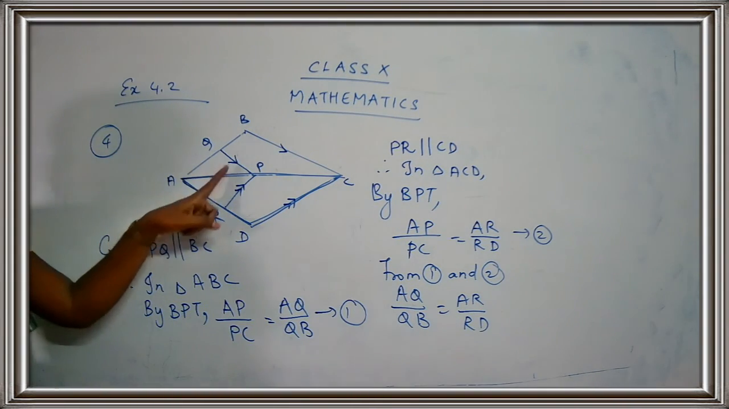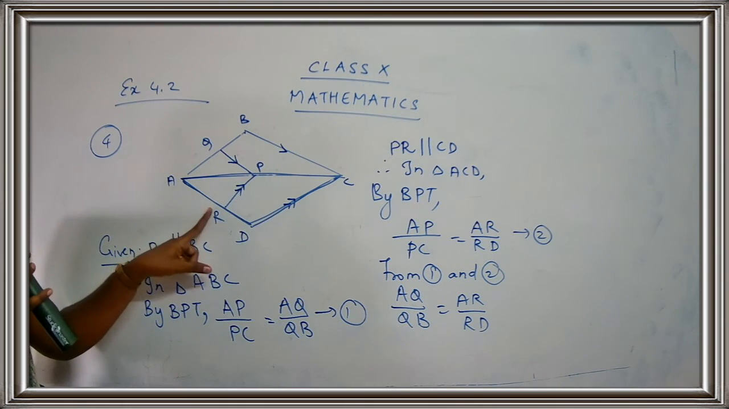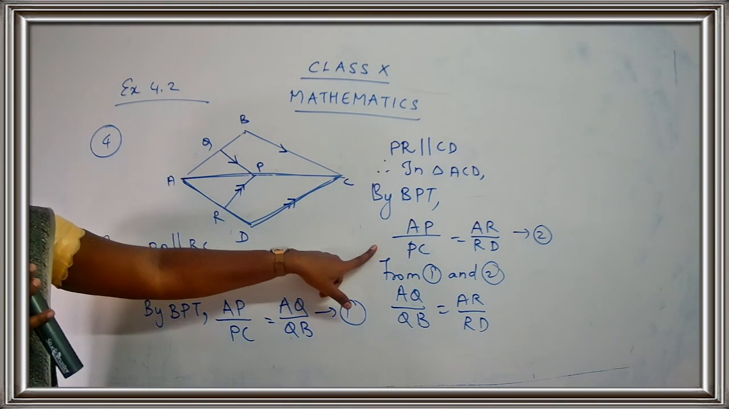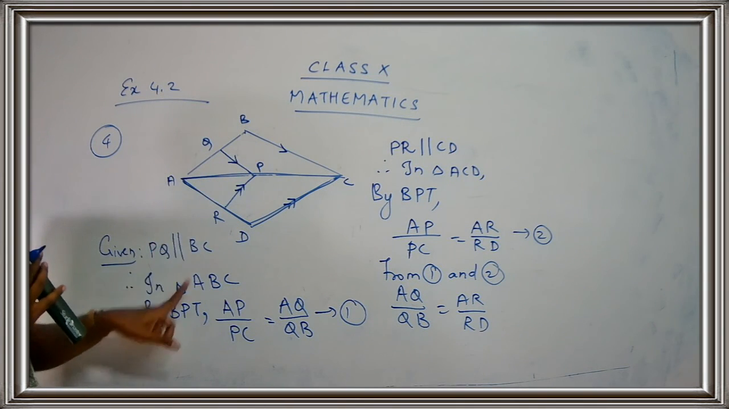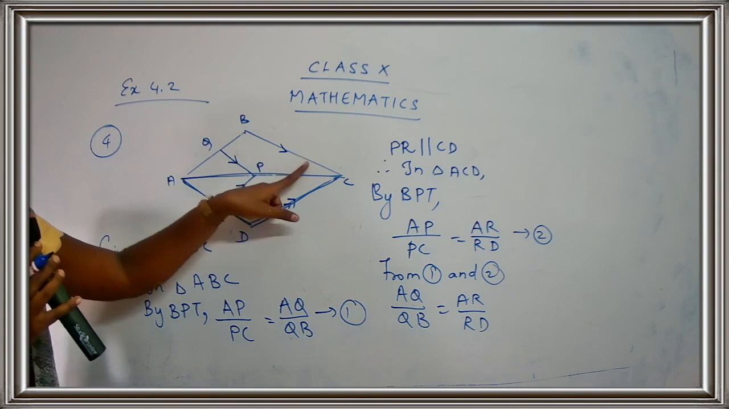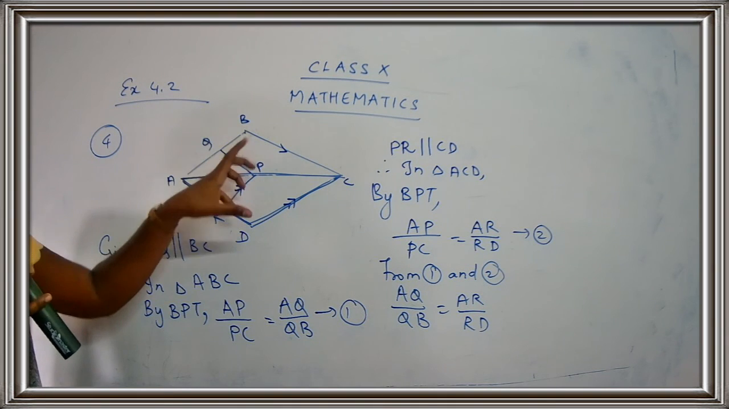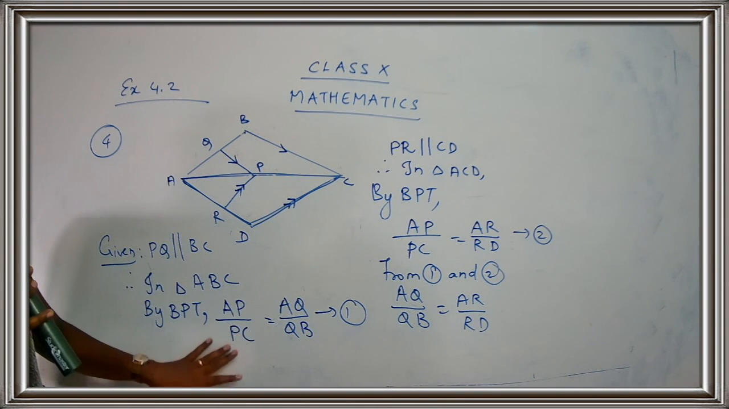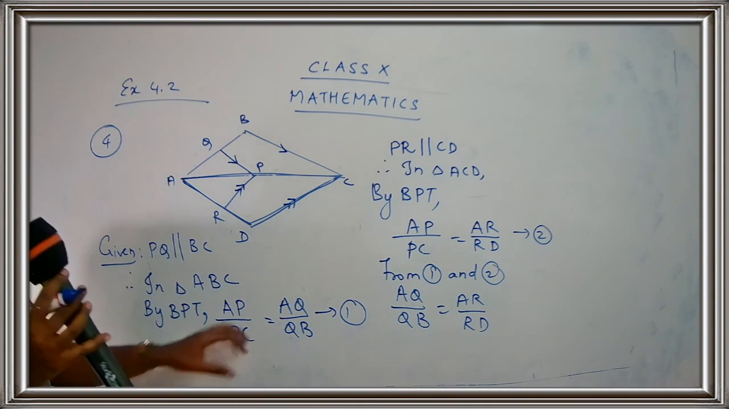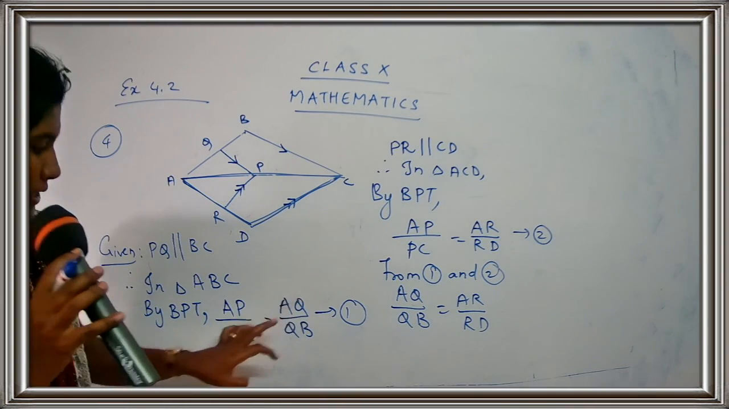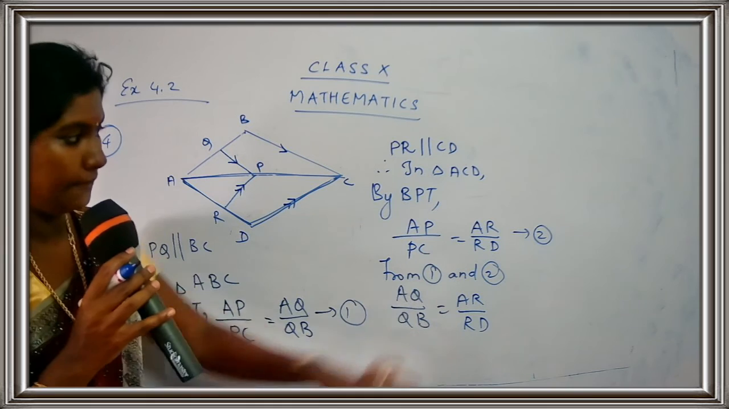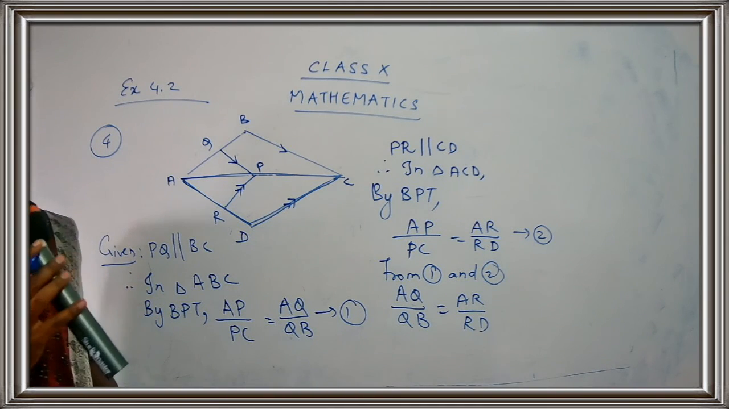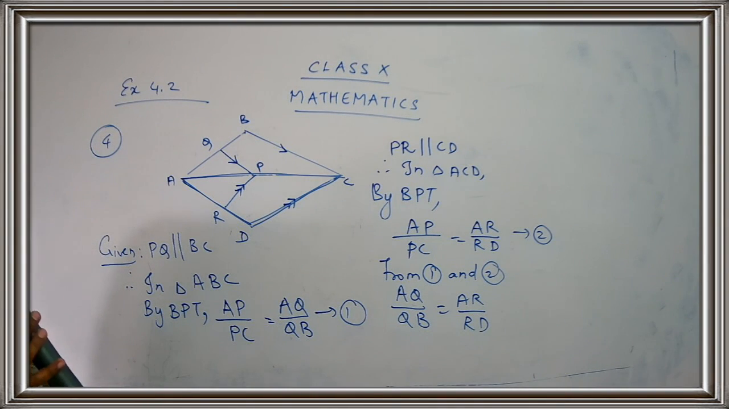What is that? AP upon PC and AR upon RD. That is from the second triangle, that is ACD. And from the first one, I get AP upon PC is equal to AQ upon QB. So in 1 and 2, the AP upon PC part is common. So you can take the remaining part to be equal. That is, AQ upon QB is equal to AR upon RD. That was the first part of the proof.